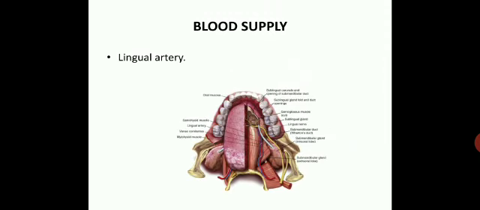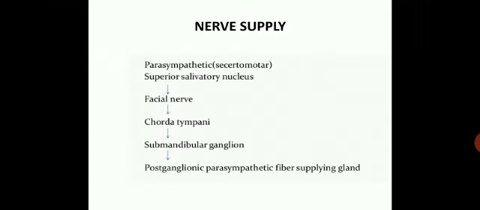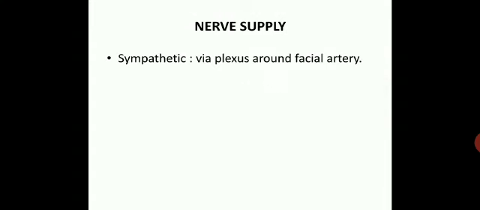Blood supply is by the lingual artery and the submental artery. And the nerve supply, the secretomotor nerves, they arise from the submandibular ganglion. The parasympathetic secretomotor fibers arise from the superior salivatory nucleus and pass through the facial nerve and then the chorda tympani nerve. So this chorda tympani nerve joins the lingual nerve and enters the submandibular ganglion. From the submandibular ganglion, the postganglionic parasympathetic fibers supply the gland through the lingual nerve. And the sympathetic supply is through the plexus around the facial artery, and the sensory supply is through the lingual nerve.